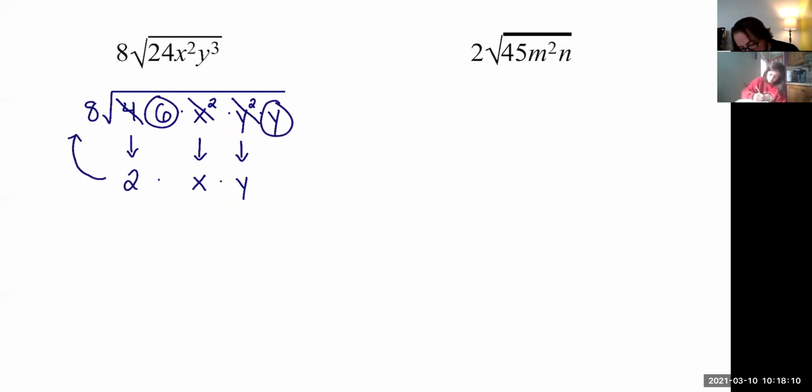So what's now outside my radical? 16xy. And what stayed trapped inside my radical? 4y. Or 6y. Sorry, my 6 looks like 4.